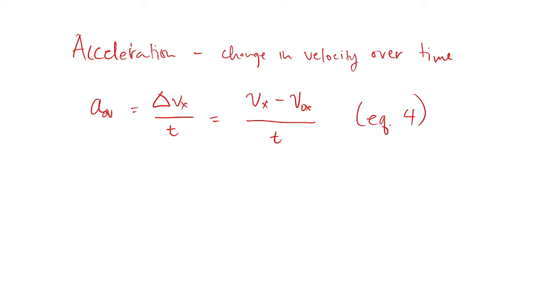wherein Vx is our final velocity, right? V naught x is our initial velocity, and of course t is time. Okay, so that is our basic equations for our motion along the straight line.